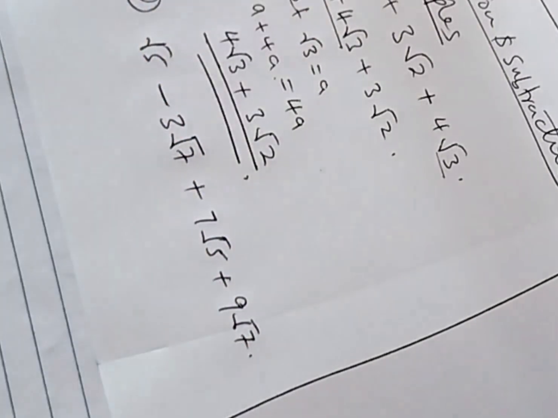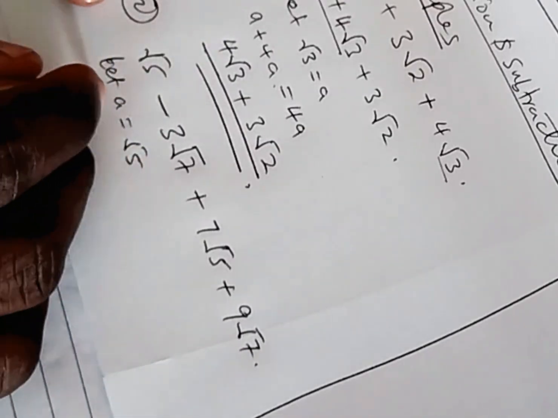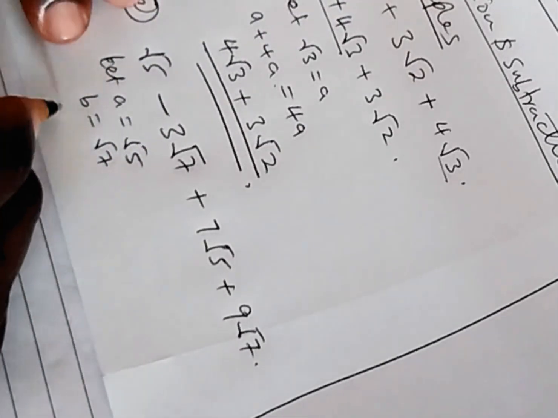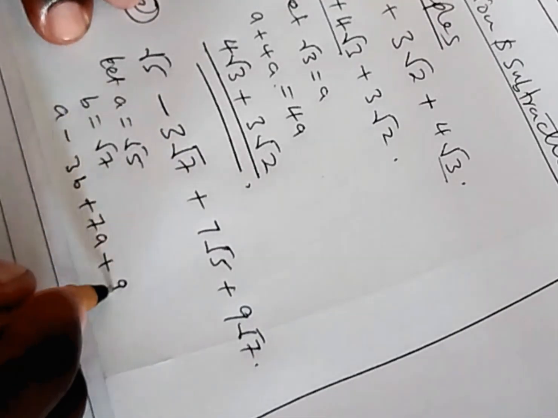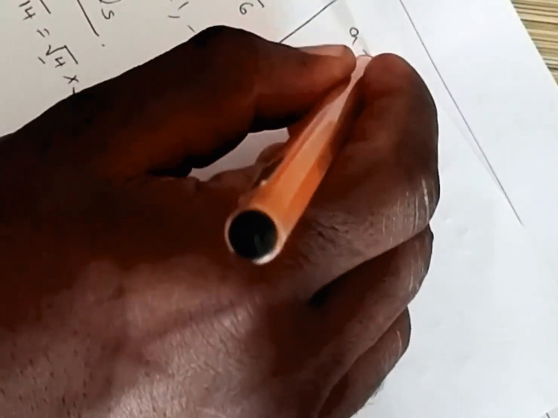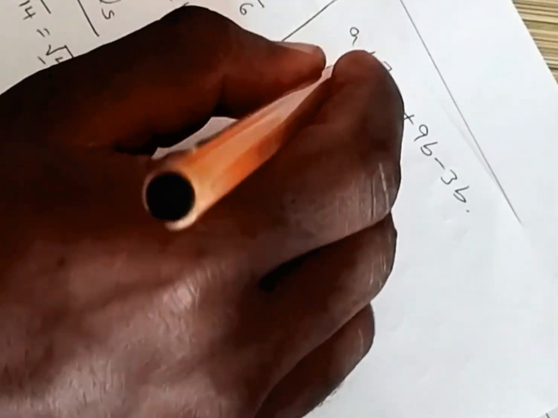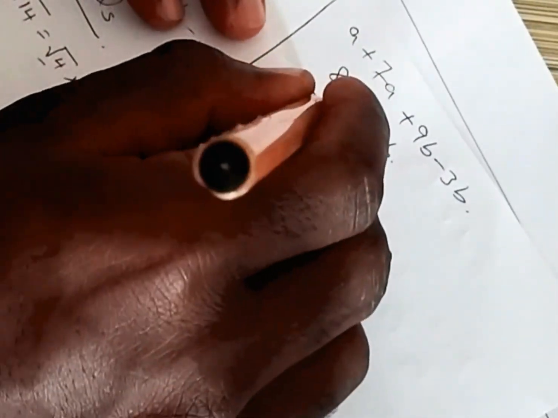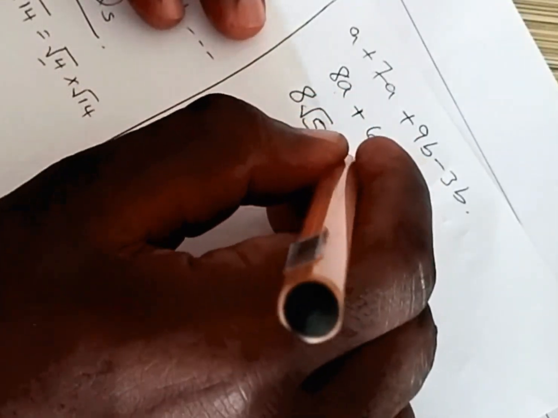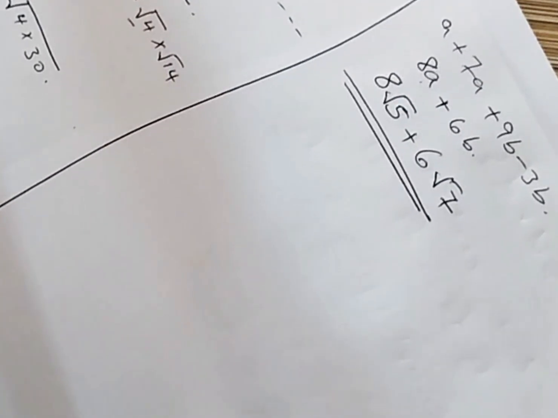Another example, maybe you have root 5 minus 3 root 7 plus 7 root 5 plus 9 root 7. So how do you solve this? You let a equals root 5 and b equals root 7. So this one will be a minus 3b plus 7a plus 9b. So like algebra, this will be a plus 7a plus 9b minus 3b. So this is 8a plus 6b. But our a is root 5, so 8 root 5, and b is root 7, so 6 root 7. That's how you solve your surd.